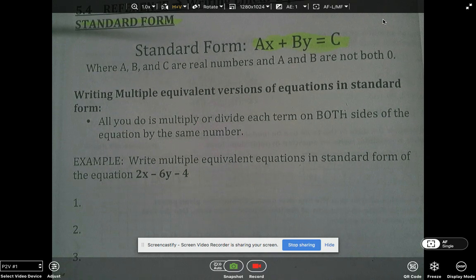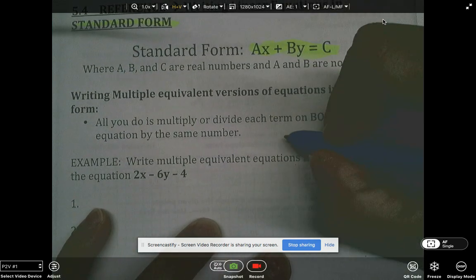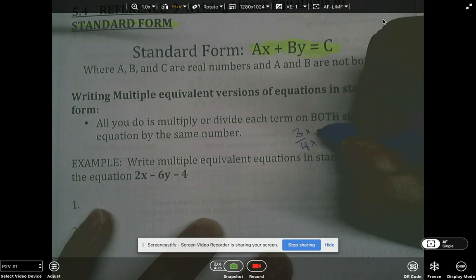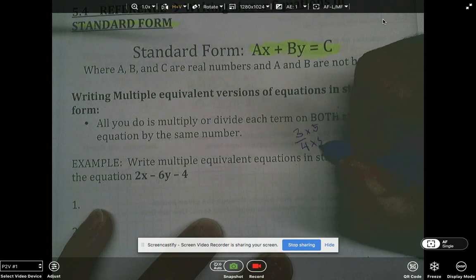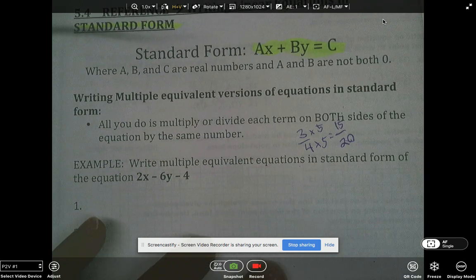So the first thing I want to learn is how to write multiple equivalent versions of an equation. So if you think back to just normal fractions, you can write equivalent fractions. Like if you have 3/4, you could multiply everything by, I don't know, 5. An equivalent fraction would be 15/20.